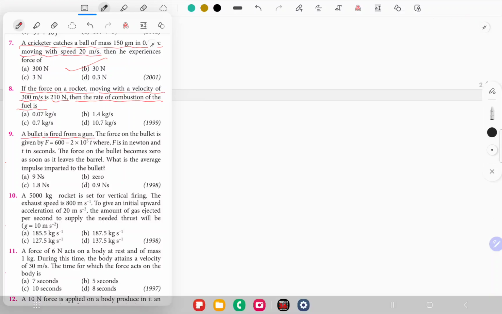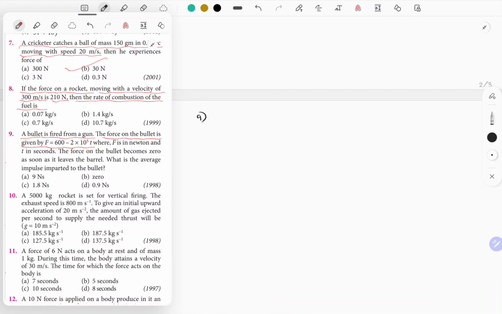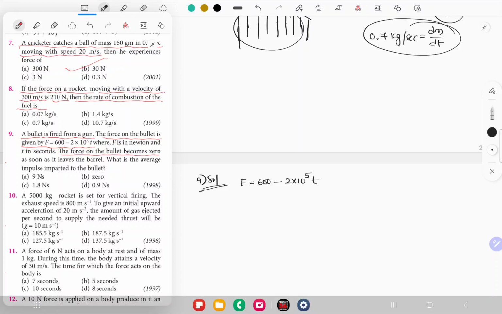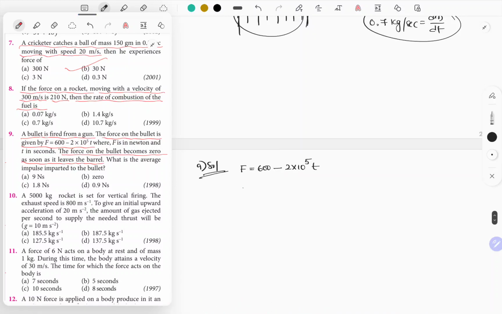A bullet is fired from a gun. The force on the bullet is given by, question number 9 solution, F is equal to 600 minus 2 into 10 power 5 into T, where F is in Newton and T is in second. The force on the bullet becomes 0 as soon as it leaves the barrel. So let's say force became 0 when the bullet came out of the gun.